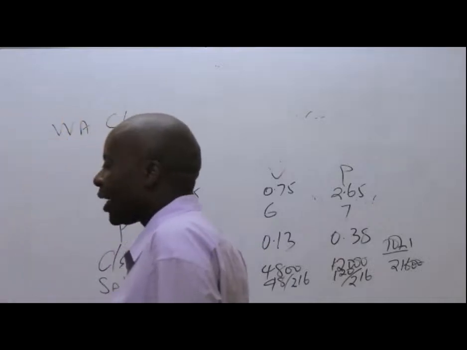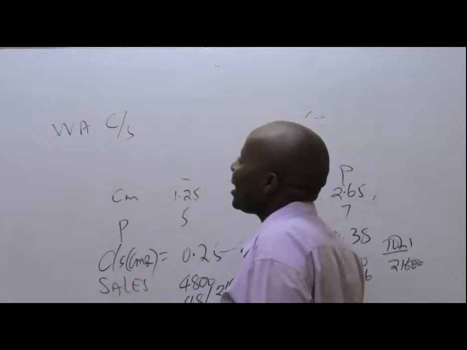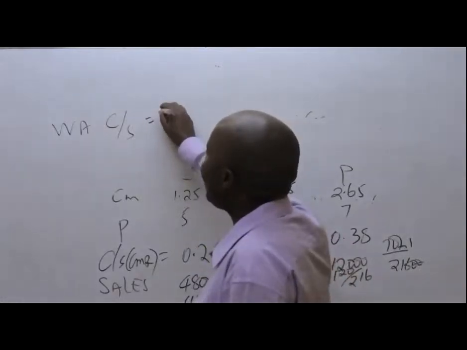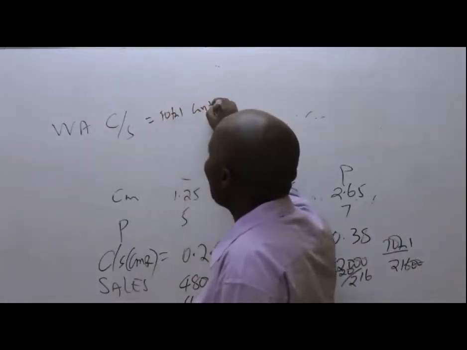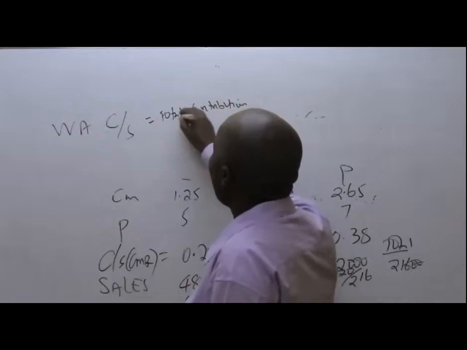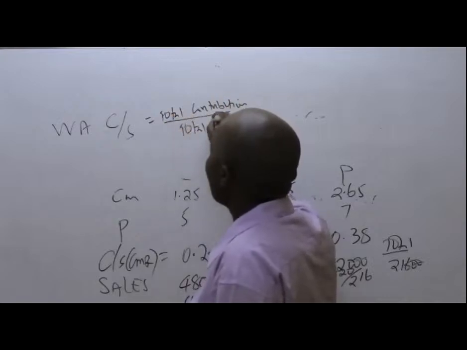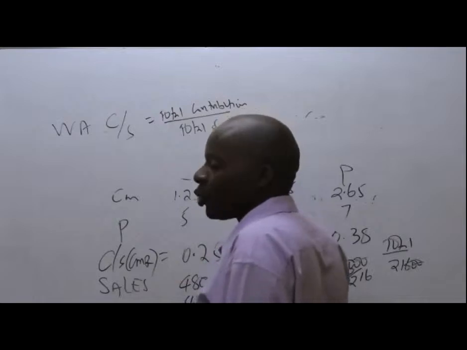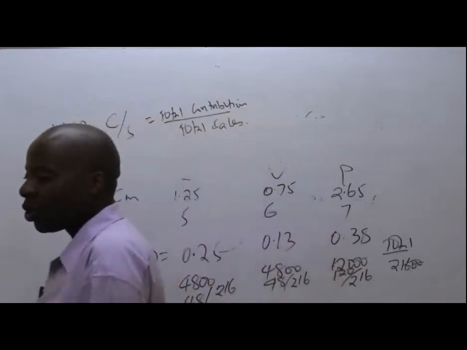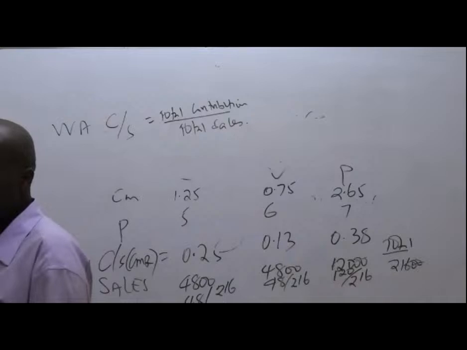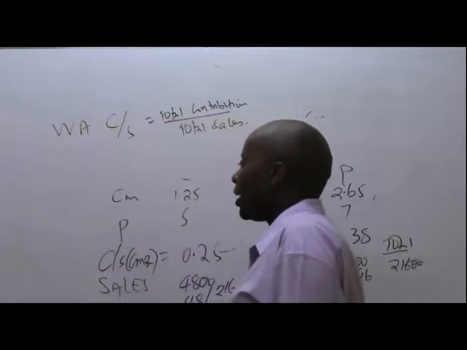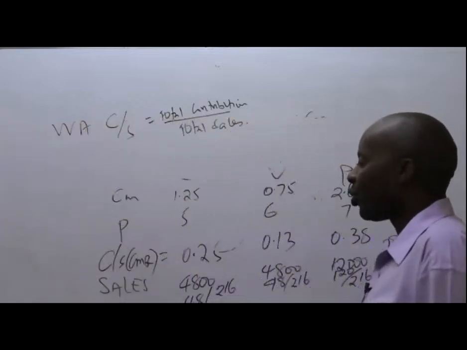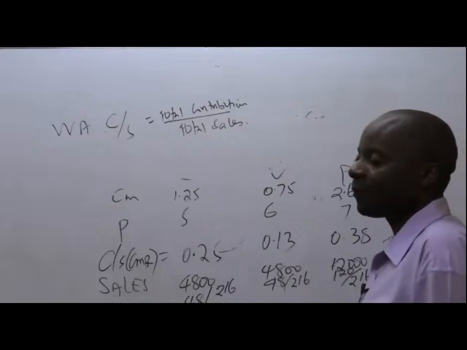To get this, you need to use this formula that you'll never forget. To get the WACS, what you need to do is to give us total contribution over total sales. Total contribution over total sales.